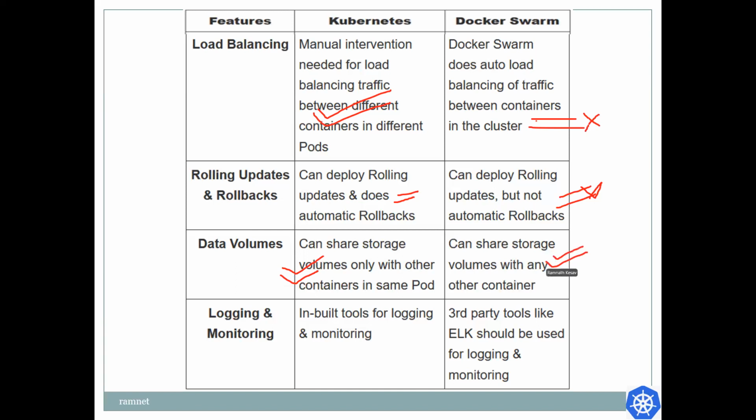These are the comparisons, the pros and cons of Kubernetes as well as Docker Swarm. Logging and monitoring: Kubernetes has inbuilt monitoring tools and logging. In Docker Swarm, third-party tools like ELK should be used for logging and other things. I guess one more slide is there for feature comparisons. You can go to the next slide.